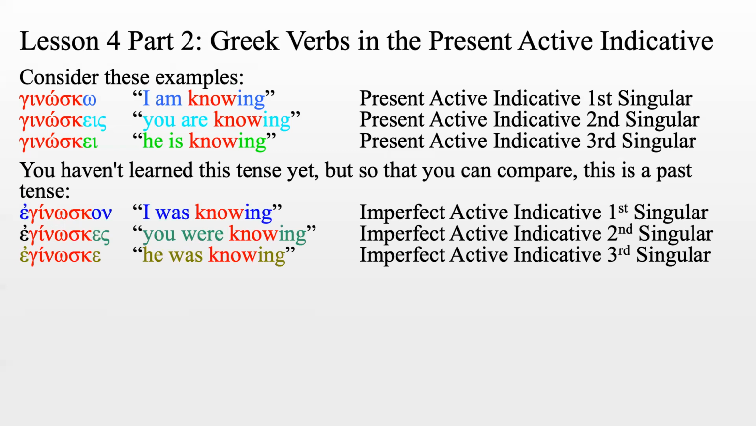You haven't learned this tense yet, but so that you can compare, this is a past tense. ἐγίνωσκον, I was knowing. Imperfect active indicative first person singular. ἐγίνωσκες, you were knowing. Imperfect active indicative second person singular. ἐγίνωσκε, he was knowing. Imperfect active indicative third person singular.